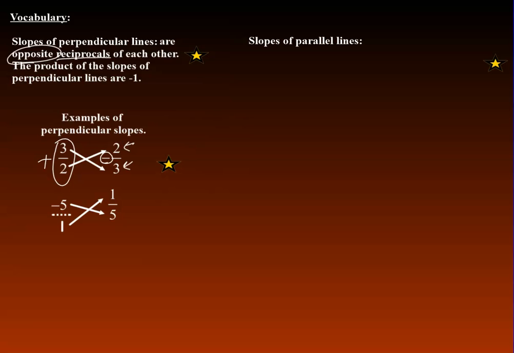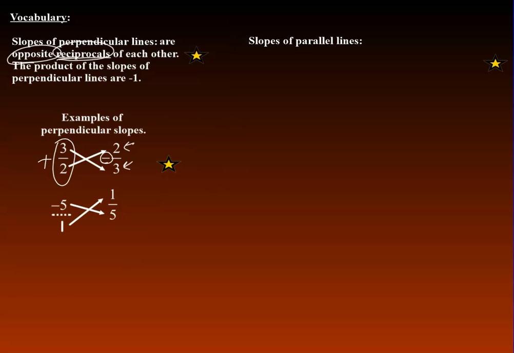And so then the 5 goes to the bottom and the 1 goes to the top. So that's the reciprocal part again. And then the opposite is that this was negative and now it became positive. So that is what perpendicular slopes look like.